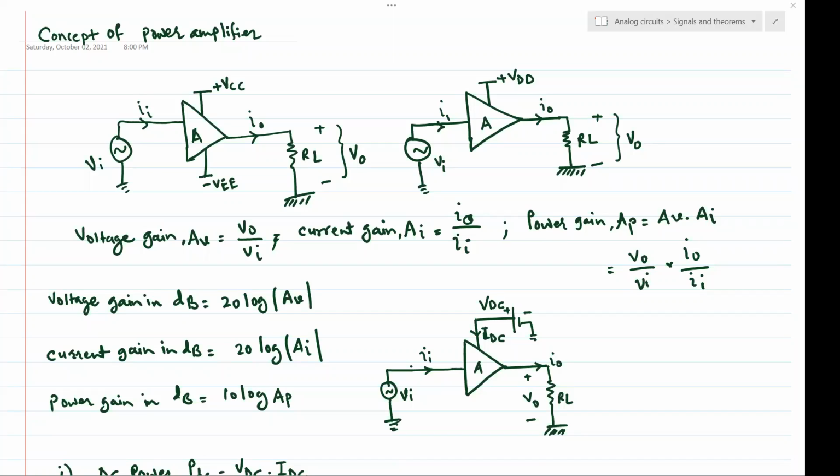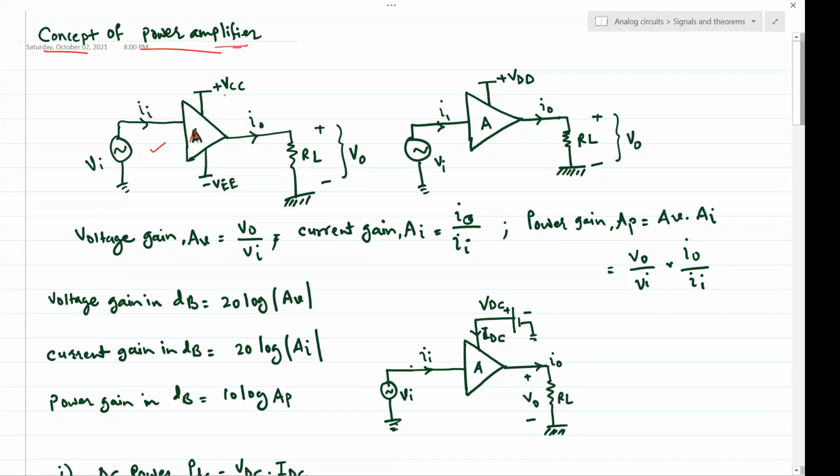So let's understand the concept of power amplifier here. So what exactly is the power amplifier? We'll see here. Let us say this is a schematic right over here. And this amplifier is indicated by a symbol A. It has a gain of A. And it is operated by a dual power supply.